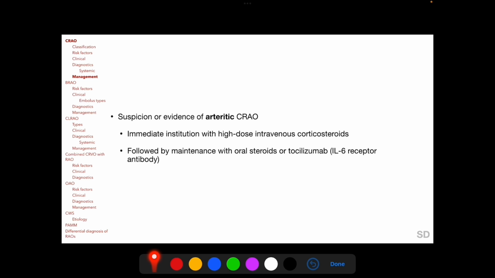As we have discussed, on suspicion or evidence of arteritic CRAO, high-dose intravenous corticosteroid therapy should be immediately instituted to save the fellow eye, and this is very important to remember.